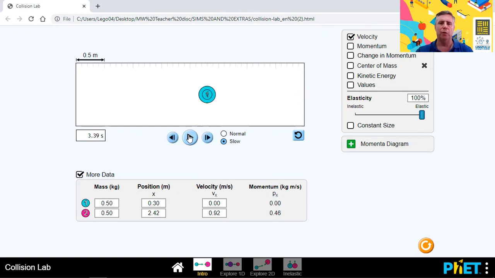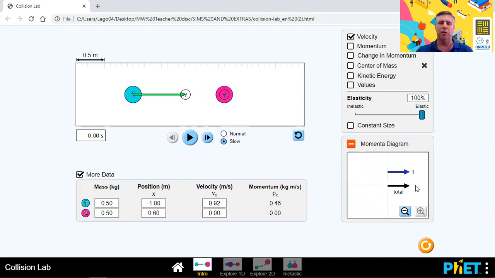It's also quite useful to take a look at the momentum diagram. And you can see in this diagram, before the collision, only object 1 has any momentum because object 2 is stationary. So the total momentum is just the momentum of object 1. And you can see that that momentum is transferred from object 1 to object 2 in the collision.